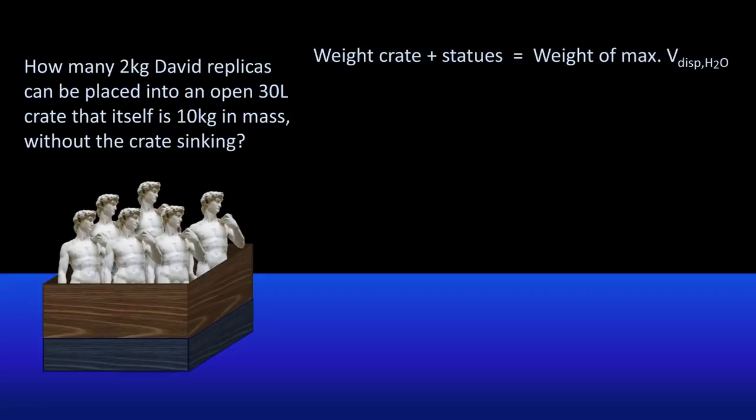So the weight of the crate is the mass of the crate times g. The weight of the statues is n, where n represents the maximum number of statues, times the mass of each individual statue, times g. And the weight of the maximum displaced water is the density of water times the full volume of the crate, times g. As happens with many buoyancy problems, g cancels out.